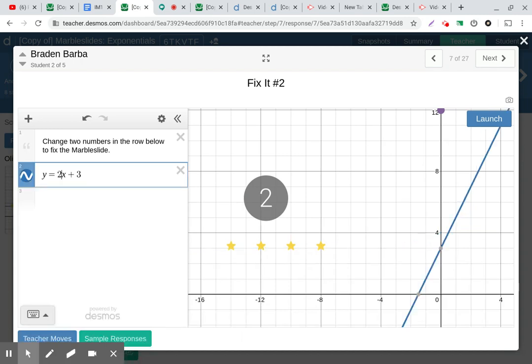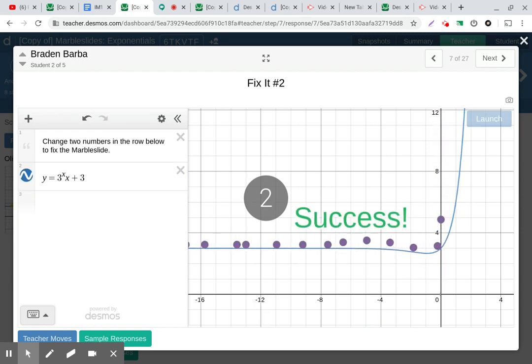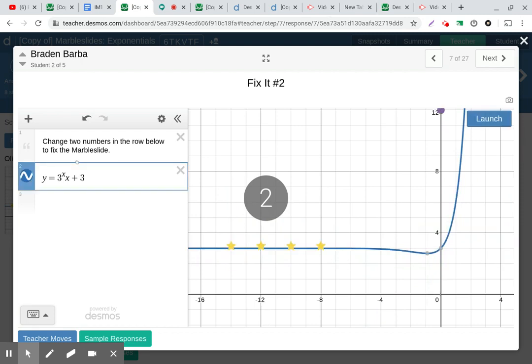So if I would have put 3 to the x, it would have still worked. Even this one's kind of weird, but look, it'll probably still work. Let's see if, yeah, it gives it a little bounce. You can get creative with these. I wonder if like 0.2. Anyway, you get the idea.